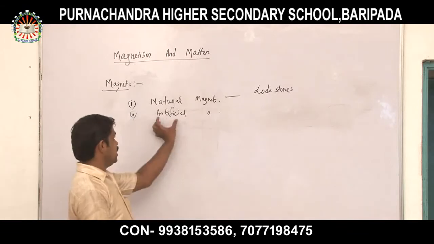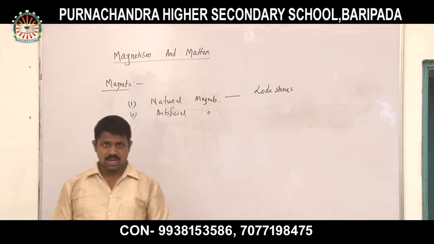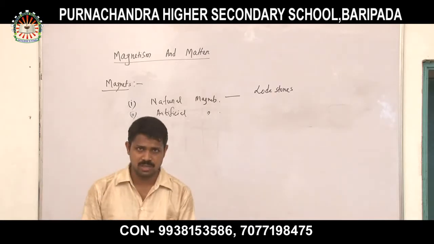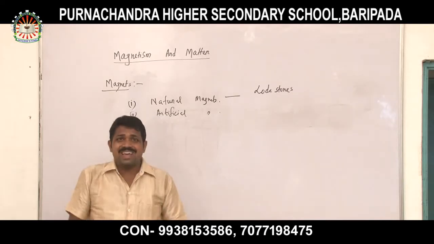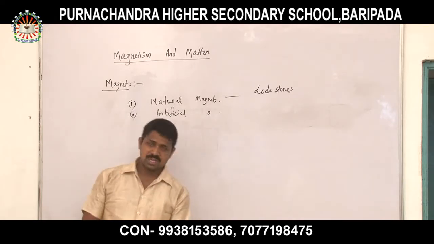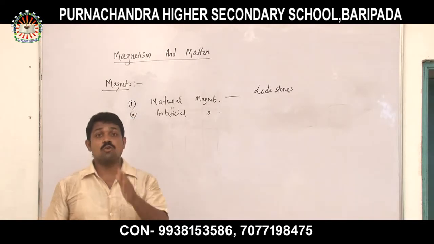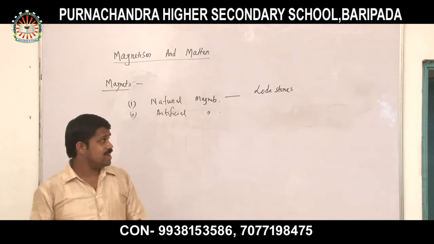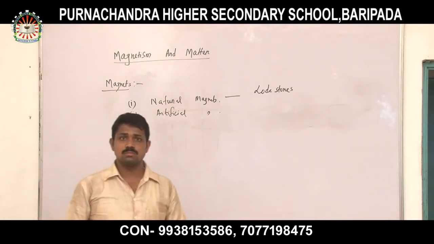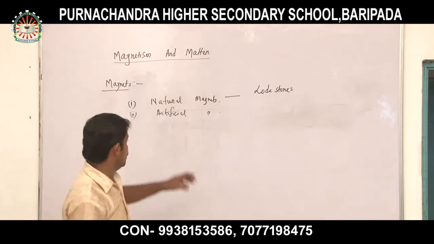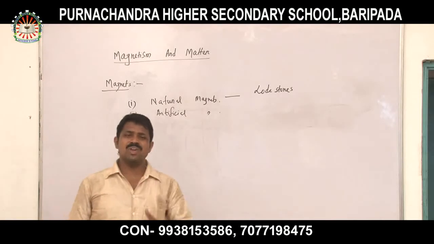As the name indicates, artificial. That's why it is a man-made magnet. It will not be available naturally. It is man-made, so we can get artificial magnets in different shapes. Very simple. Okay, and the magnetism is also much more. So the magnetic field produced by the artificial magnet is more, whereas the magnetic field produced by natural magnets is very weak.